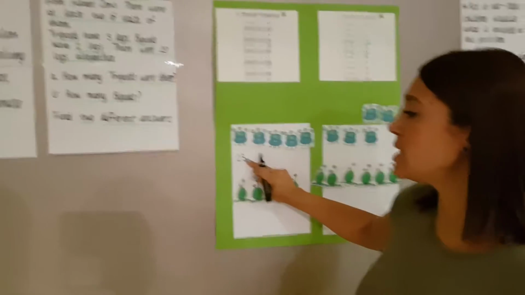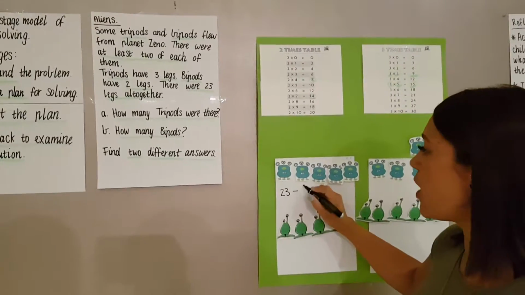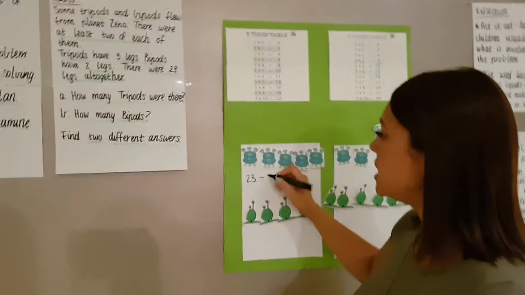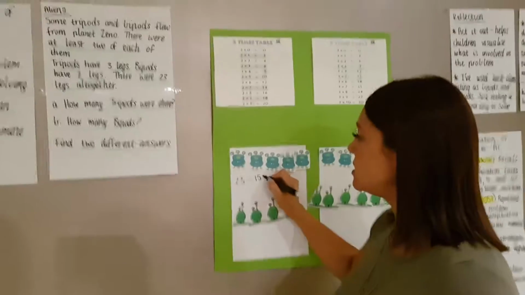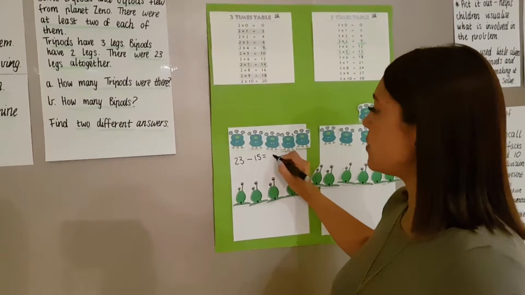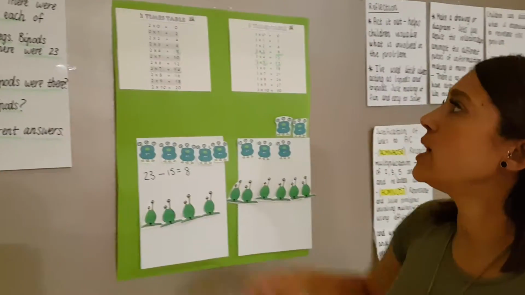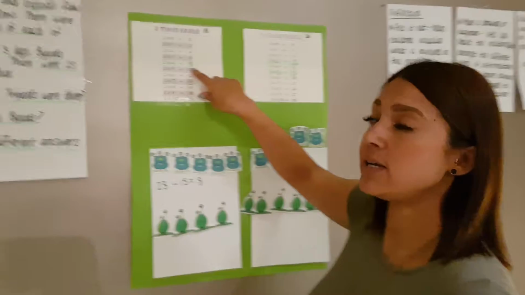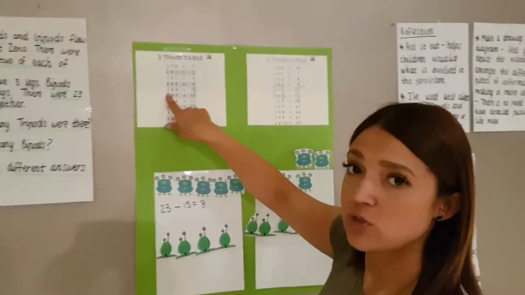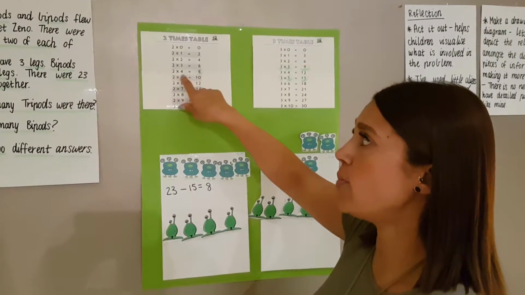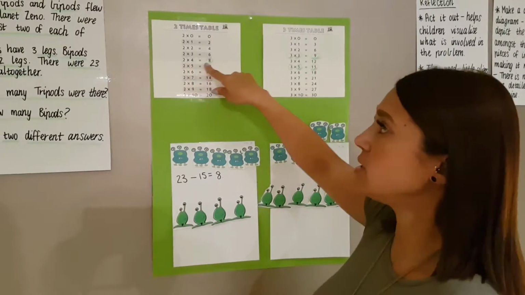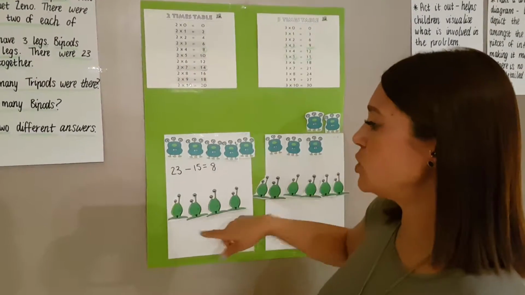So we need 23 legs in total. With our 5 tripods here that we've got, it gives us 15 legs. So if we subtract that from 23, we've got 8 legs that are left. So if we look at our 2 times tables, what gives us 8? So we know our bipods have 2 legs, so we need 4 bipods according to our times tables to give us 8 legs. So we'll just check that here.